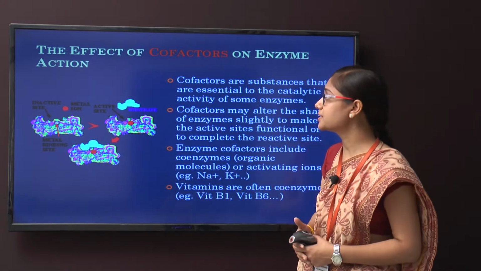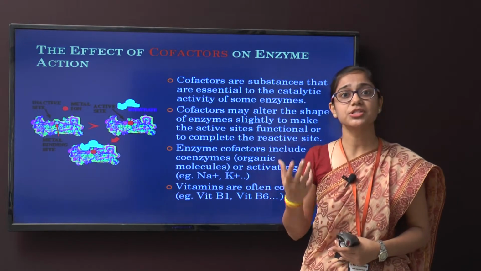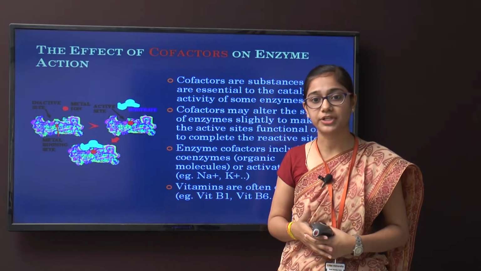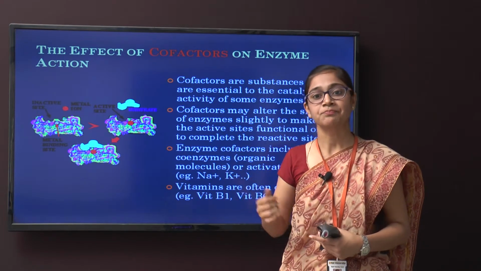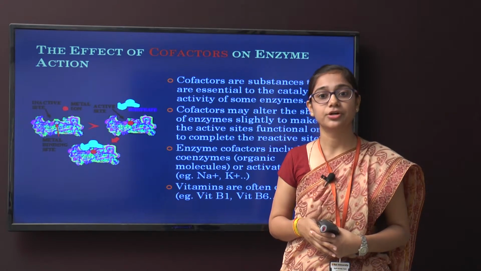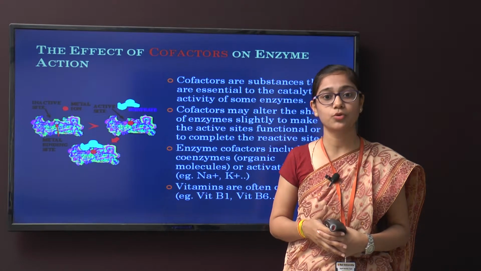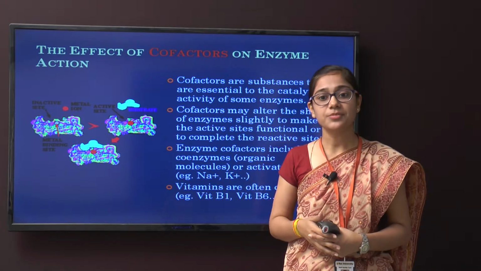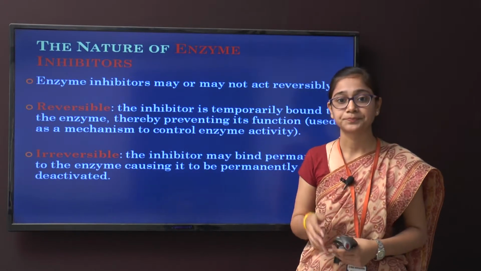Next is the effect of the cofactor on enzyme action. Sometimes enzymes need a cofactor to increase the catalytic activity of the enzymes, and this cofactor may alter the shape of the enzymes slightly to make the active site functional or to complete the reactive site. Enzyme cofactors include coenzymes, organic molecules, and activating ions such as Na+ and K+. Vitamins often act as cofactors, such as vitamin B1 and vitamin B6.